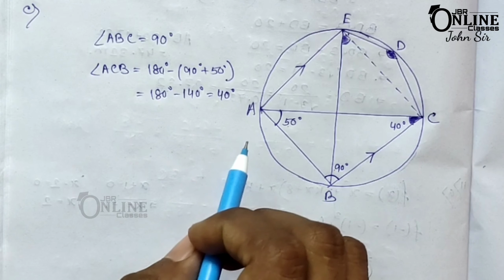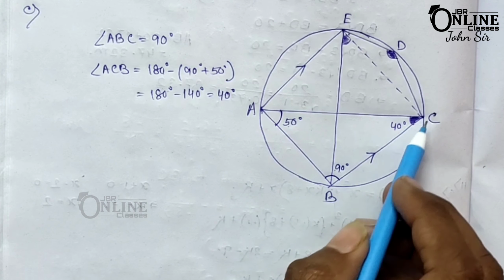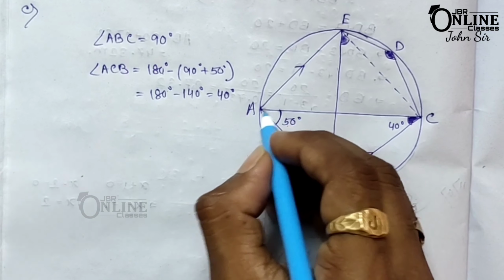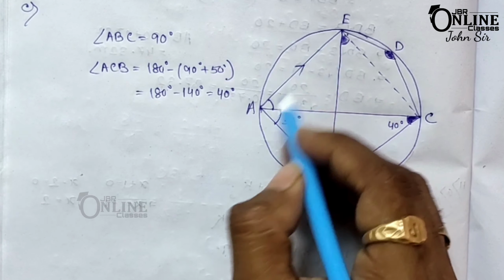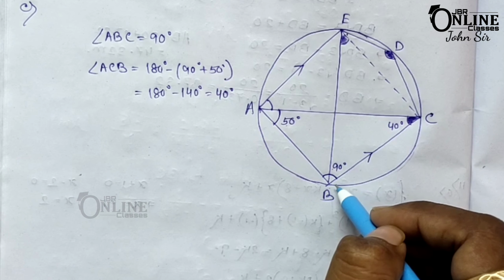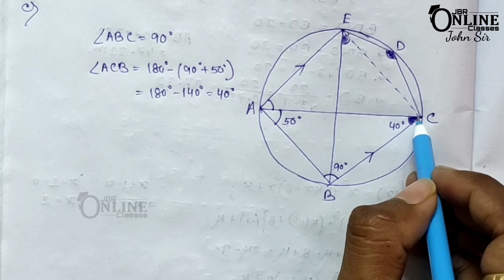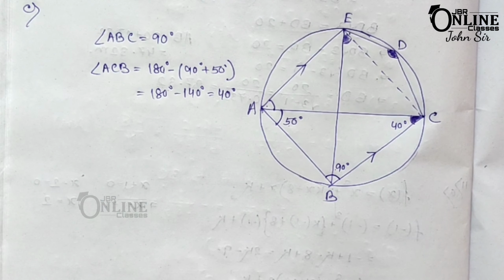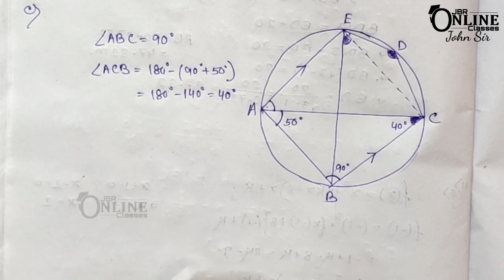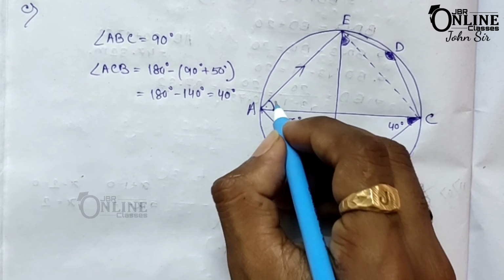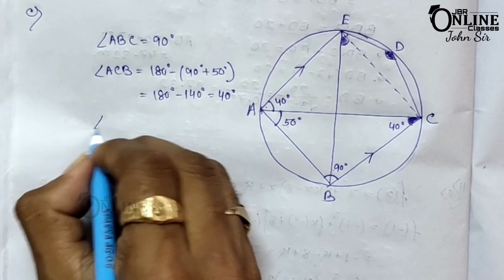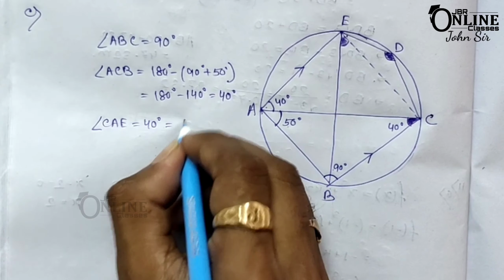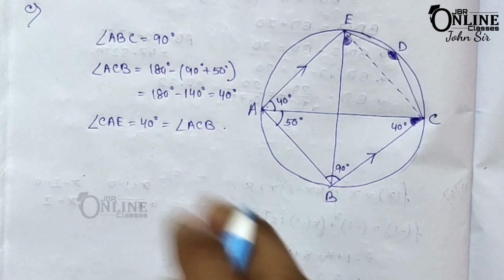Now next, you have to find out the value of EDC. So here first CAE, very carefully, CAE, that means this angle. As AE and BC are parallel lines and AC is the transversal, this one and this one are called alternate angles. So if this one equals 40 degrees, this one also equals 40 degrees. Angle CAE equals 40 degrees, the alternate angle of ACB.